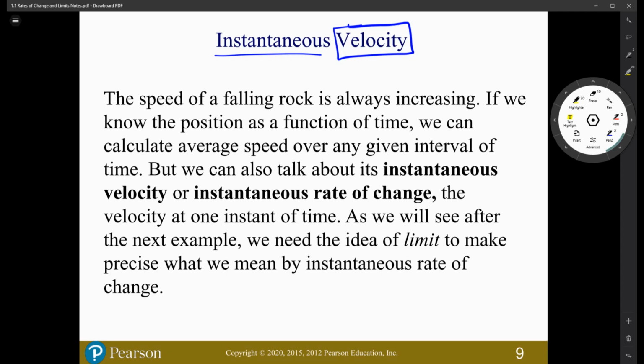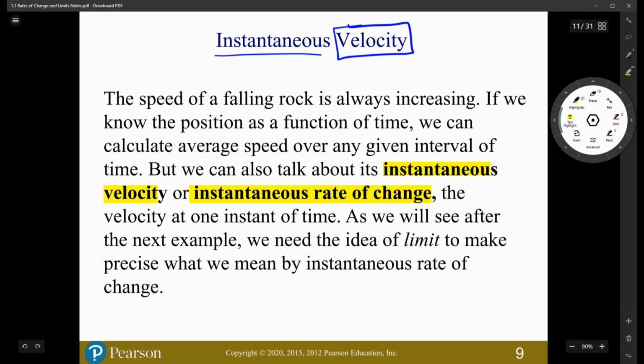If we know the position as a function of time, we can calculate average speed over a given interval of time. But we can also talk about its instantaneous velocity or instantaneous rate of change. The velocity at one particular instance of time. So not the average velocity over a whole 2-second interval, but the velocity at one particular second, a snapshot. What was the velocity after 1 second of fall?